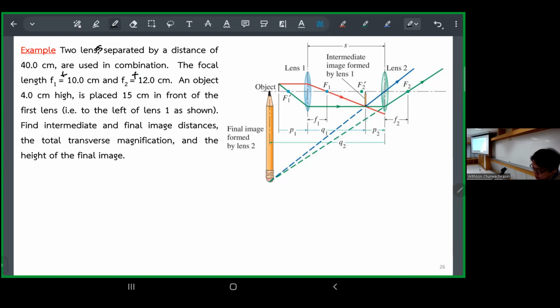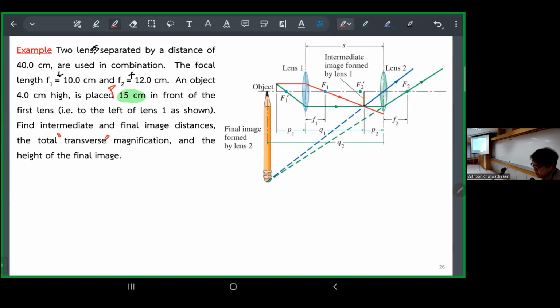Now the object, 4 centimeter high, so you have maybe a pencil, is placed at 15 centimeter. So that is your P. That's the object location in front of the first lens, which we can call number 1. Find the intermediate and final image distances. What is going to be the total magnification? When they have the adjective transverse, that means they just want to talk about the height. Yeah, the height. And what is the final height of the image?